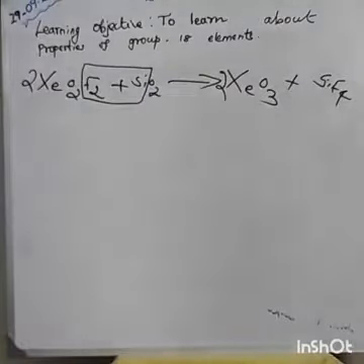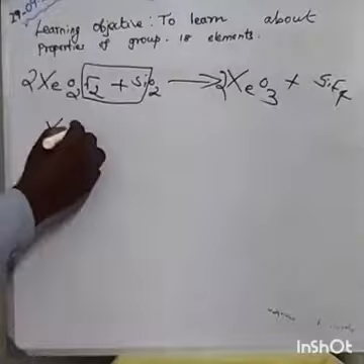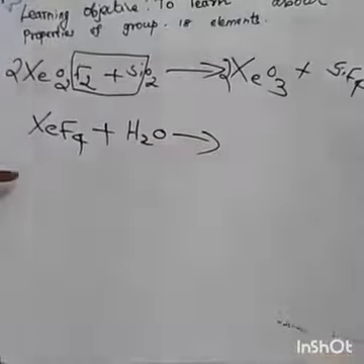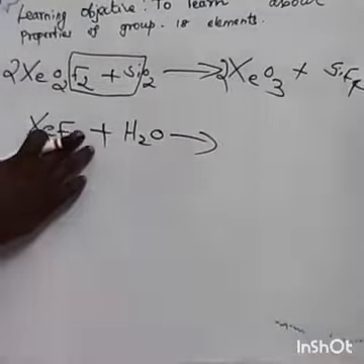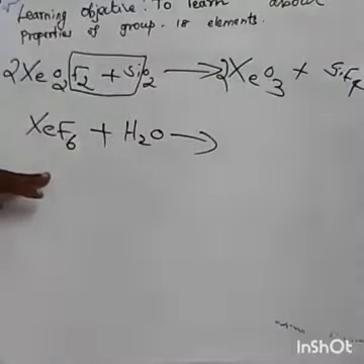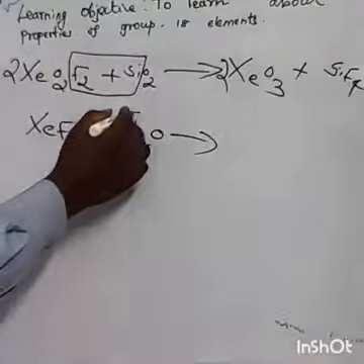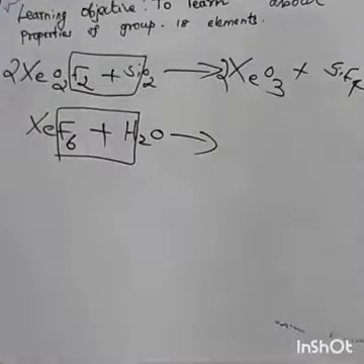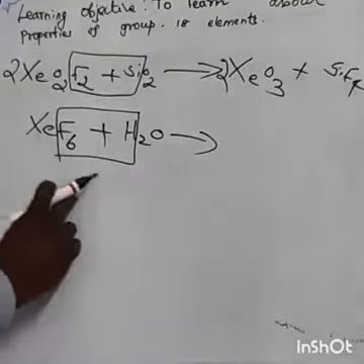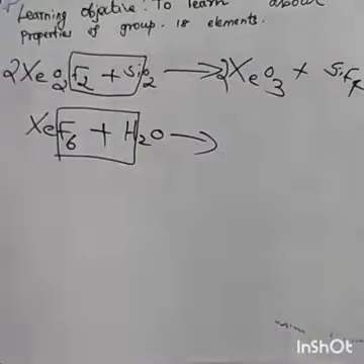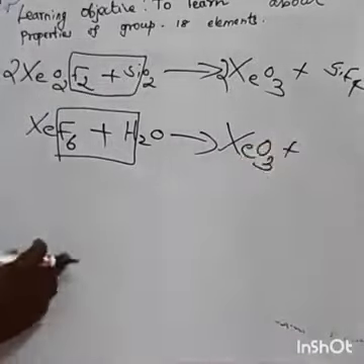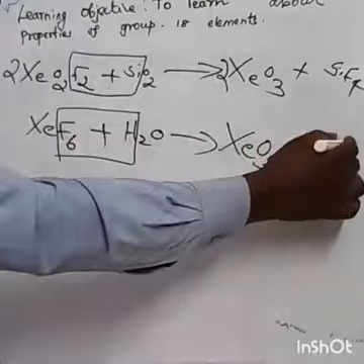On hydrolysis. Here, xenon hexafluoride, that is XeF6, we are adding water. Xenon hexafluoride on hydrolysis with the water, hydrogen combines with the fluorine to form hydrogen fluoride, and xenon reacts with oxygen, we get xenon trioxide. The formula is XeO3. Xenon trioxide plus HF.